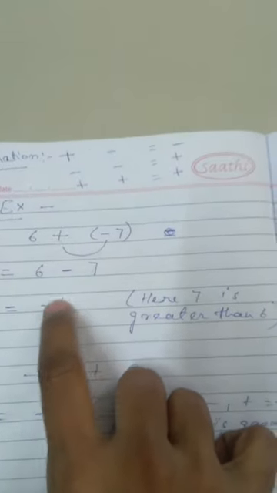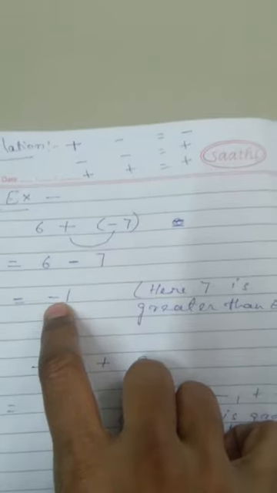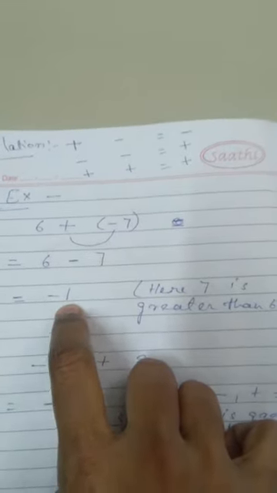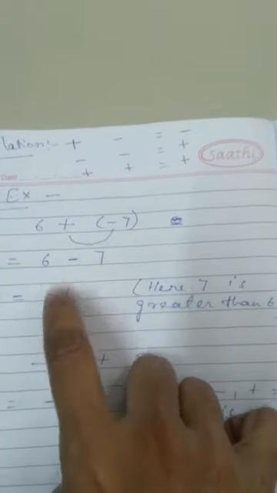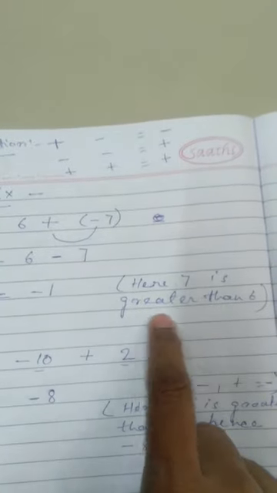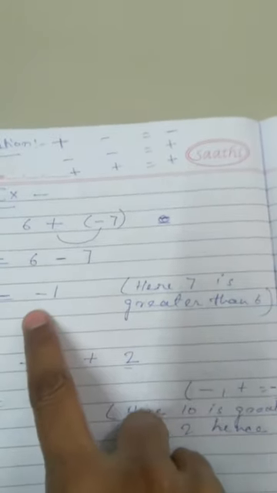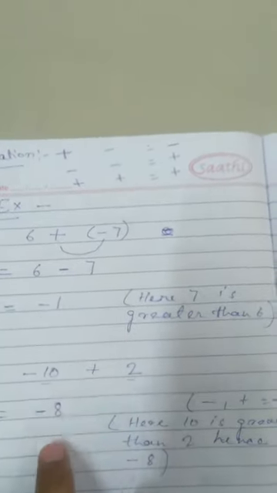Hence, we can write here the sign of the greater number. This is minus and this number is 1. After calculation, minus 7 minus 6, we get the answer minus 1. Here 7 is greater than 6, therefore we write the sign minus, which is the sign of 7.